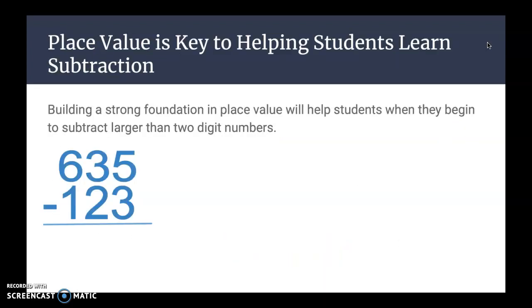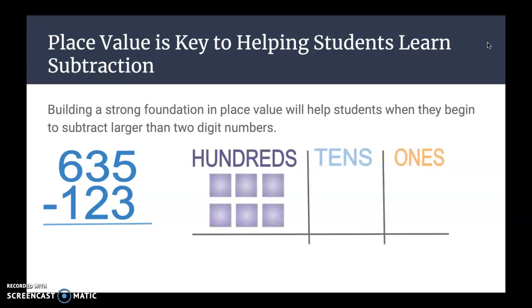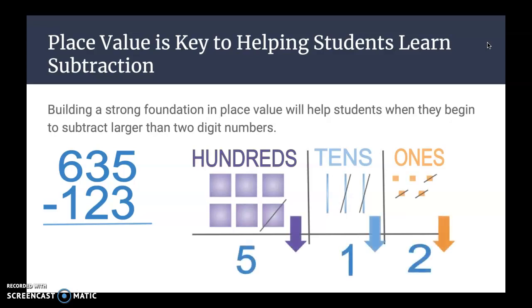Another thing to keep in mind for teachers when teaching subtraction is place value. Place value will help build a strong foundation as students learn to subtract a larger number from 2 digits. An example we have is 635 minus 123. We begin with 6 hundred pieces, 3 tens, and 5 ones. Beginning in the ones place, we'll take 3 ones away from 5, and then in the tens, we'll take away 2, and then in the hundreds, we take 1 hundred. Then we're left with 512. Later on, we'll discuss regrouping and subtraction using place value.